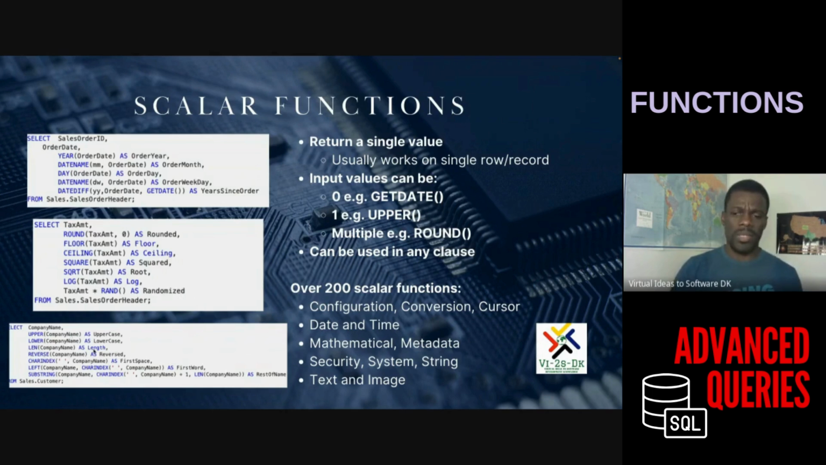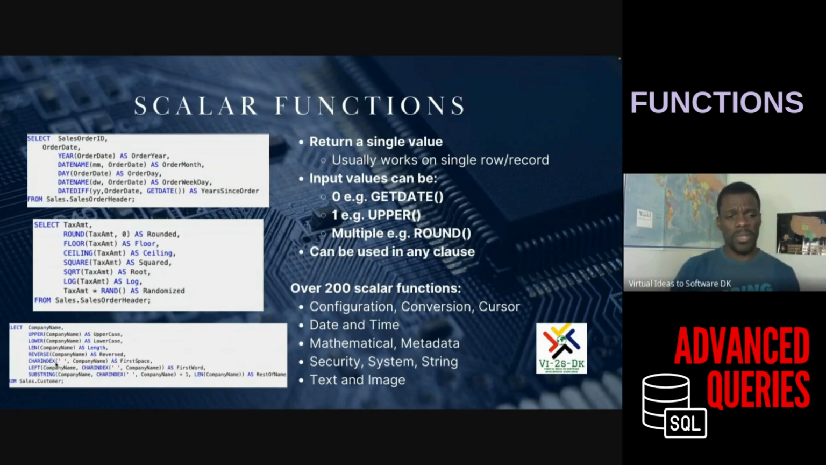We can decide to find the length of the company name. If it's ABC, then we know the length is going to be 3. We could reverse it, so if it's ABC, it becomes CBA, and so on and so forth. So you get to decide or find the character index.